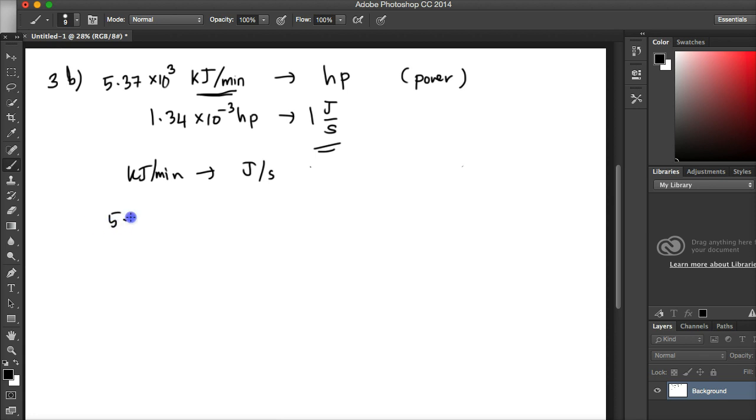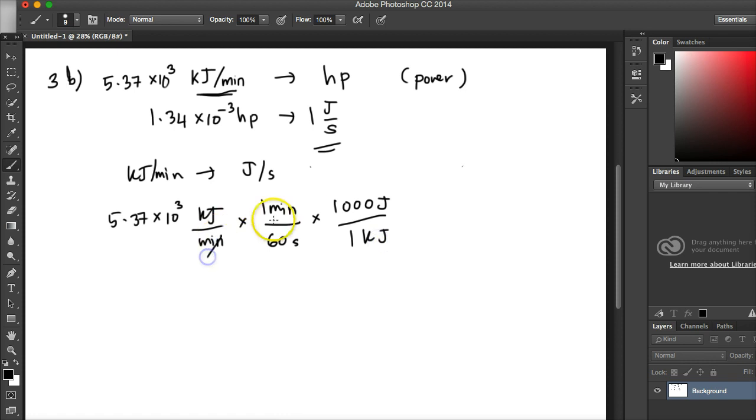So 5.37 times 10 to the power of 3 kilojoule per minute, and then times 1 minute is equal to 60 seconds, and then 1000 joule is equal to 1 kilojoule. So that cancels out. The kilojoule also cancels out. In the end we get joule per second. And then from this value we can use this joule per second.